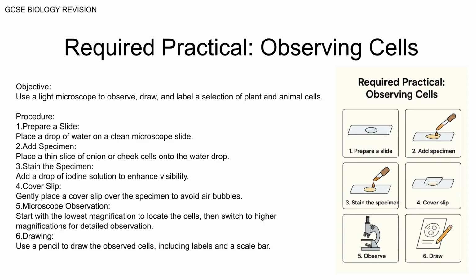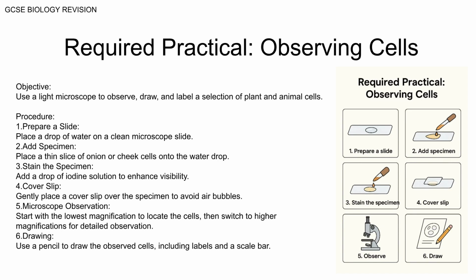Step 3. Stain the specimen. To make the cells easier to see, add a drop of iodine solution. Iodine stains the cells, helping you see the structure clearly. Step 4. Cover the specimen. Gently place a cover slip over the specimen to avoid air bubbles. Step 5.